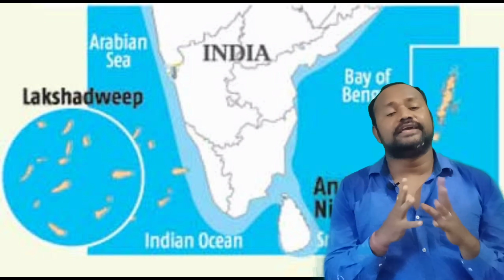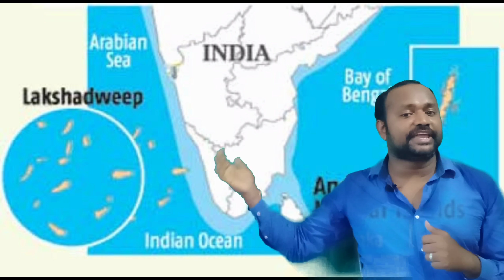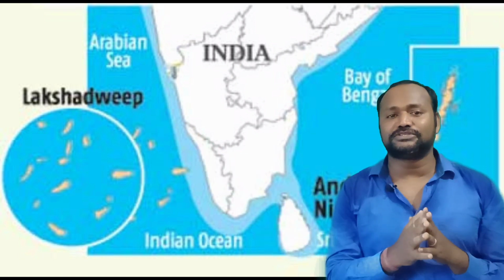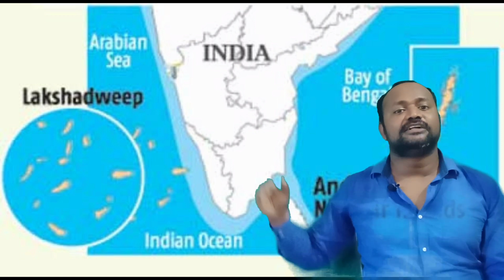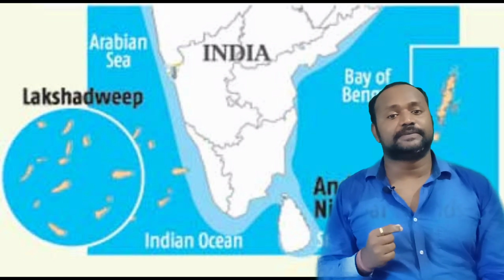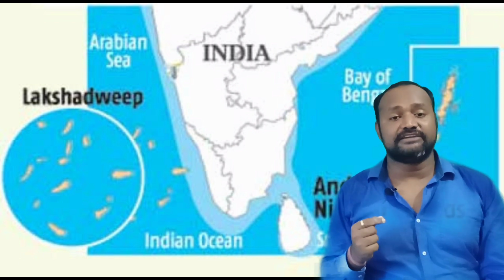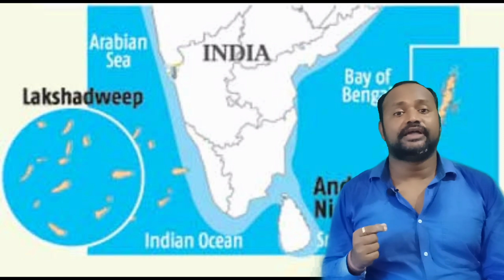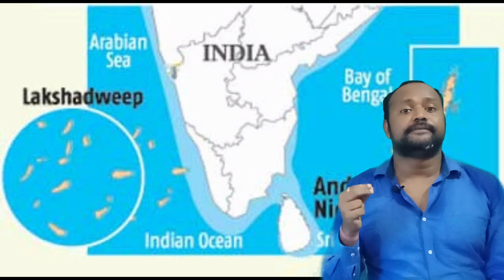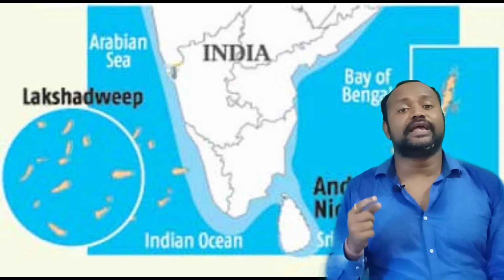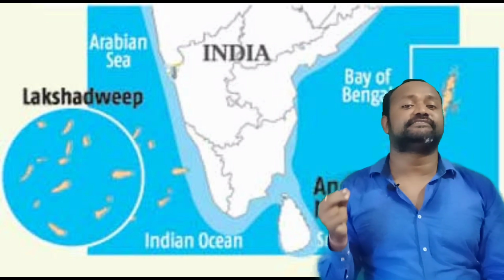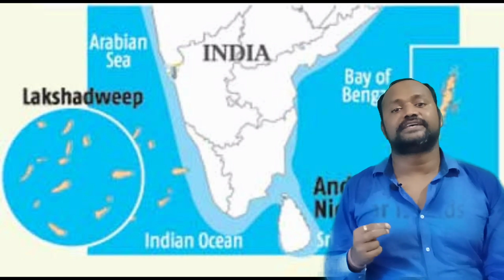Lakshadweep is an island which is very near to the Malabar coast, which is located in Kerala. Previously, Lakshadweep was known as Laccadive, Minicoy and Amindivi. It is composed of these three major island groups. Okay, up to 1973. But after 1973, these are known as Lakshadweep.